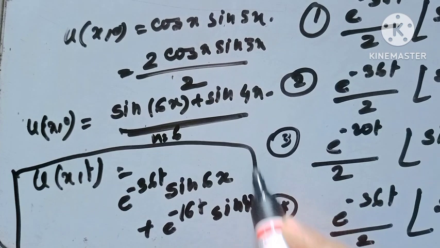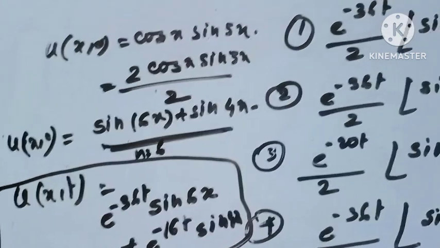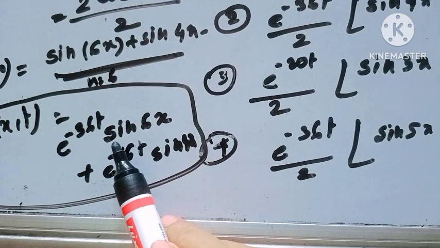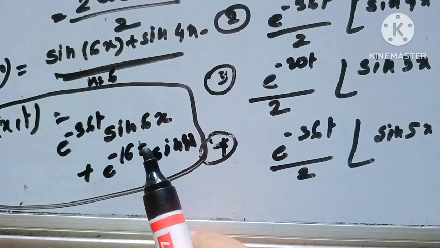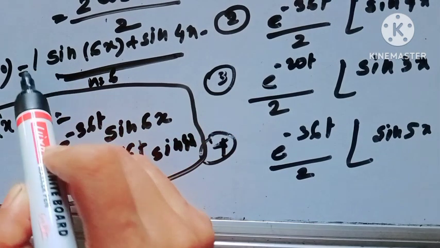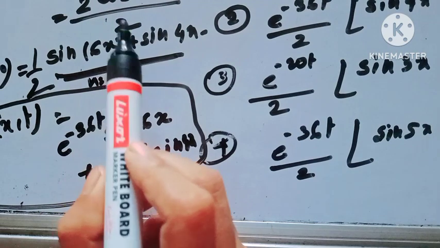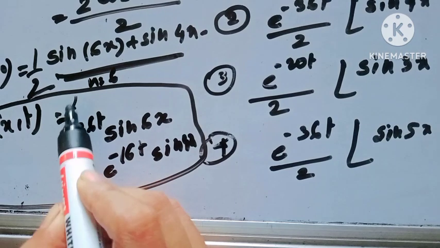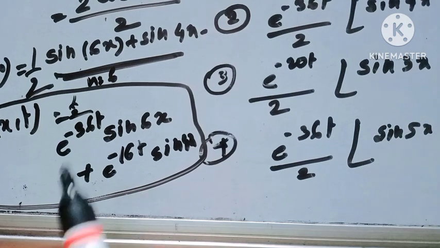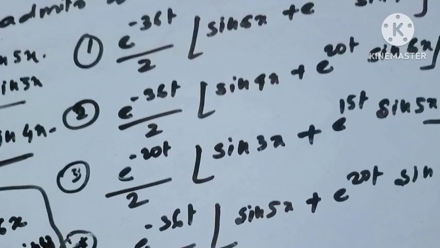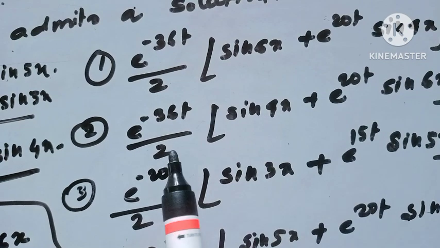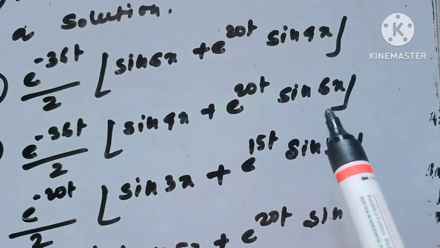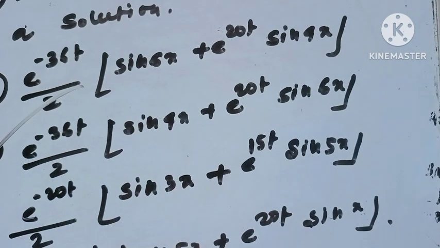This is the u(x,t). So notice the options, also here there would be a half, so here multiply by half. So if you take e to the power minus 36t common, then this value would be e to the power minus 36t divided by 2 sin 4x plus e to the power 20t sin 6x. Option 2 is the right option.